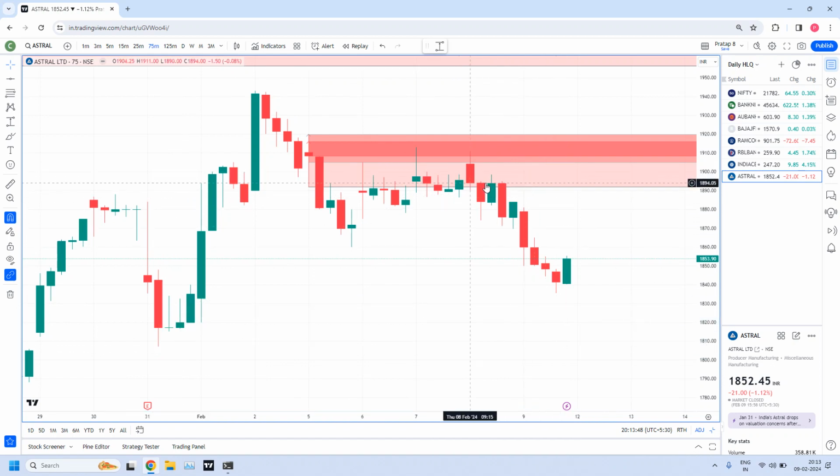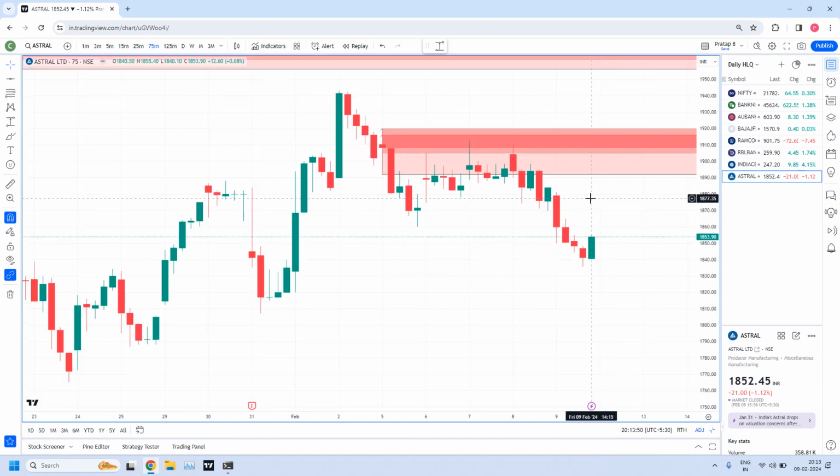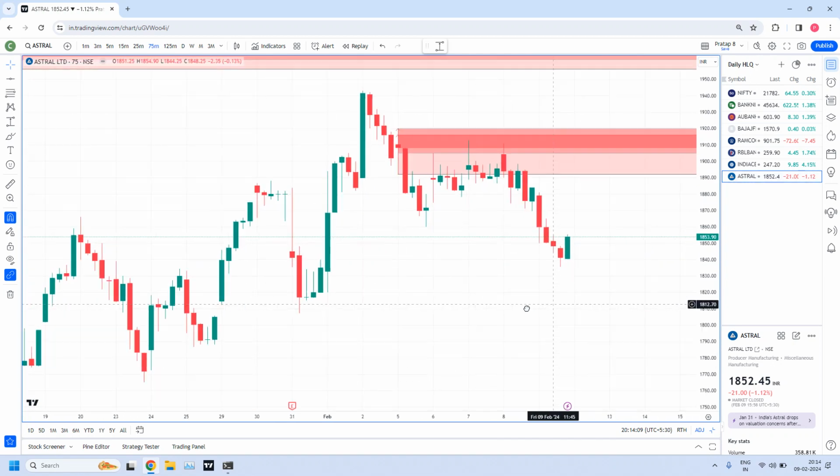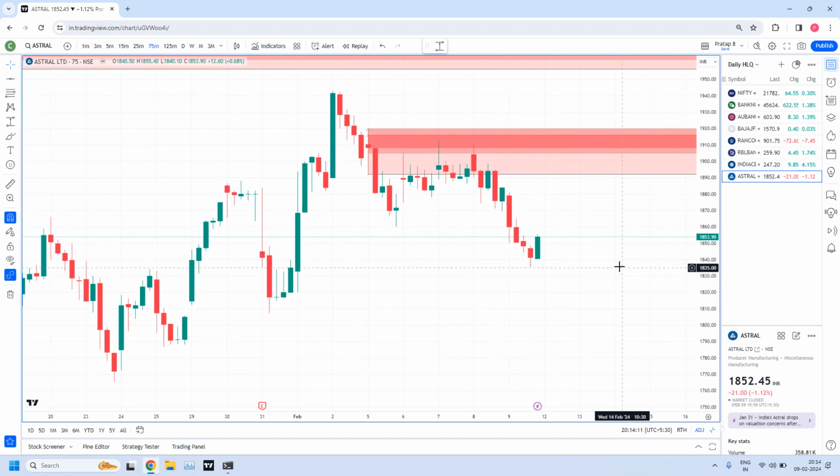So today prices did not enter into this zone. It is a continuation of the previous trade. Prices are moving. So in Astral also we didn't get a trade. So this is about all the stocks near demand and supply zone from our previous report.